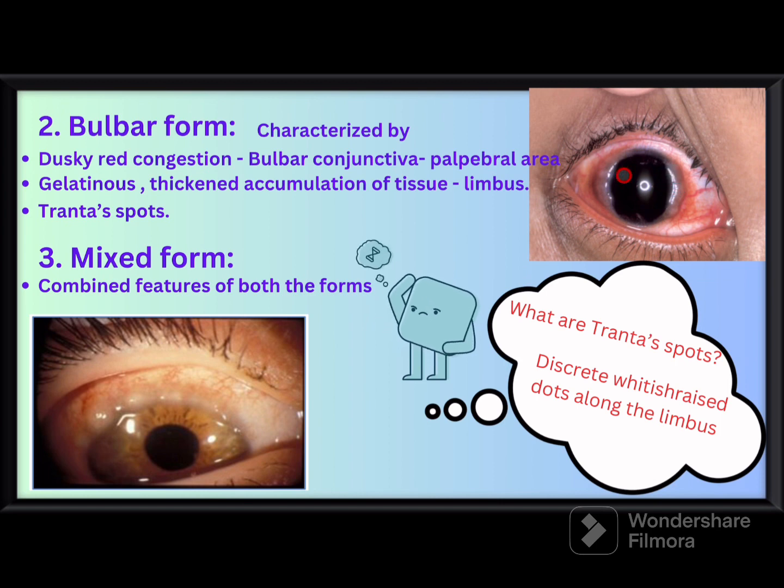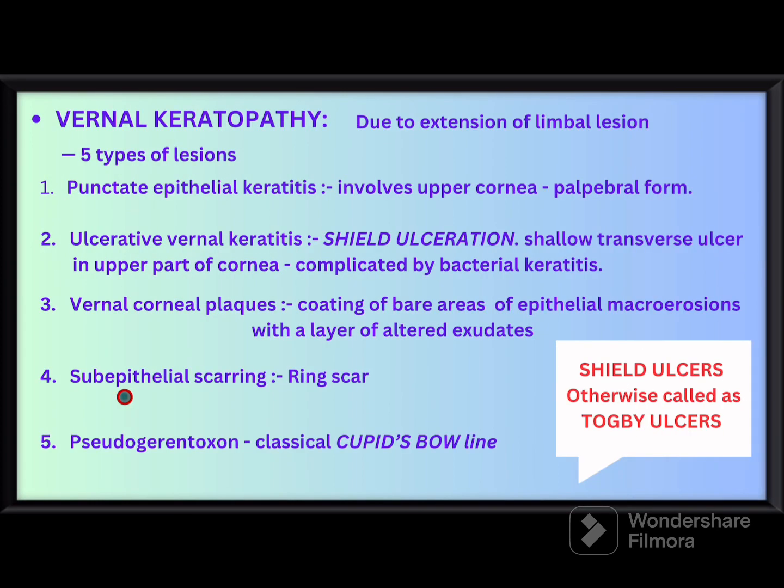The third type is your mixed form. What is the mixed form? See, Trantas spots. You can spot over here the raised white dots. Okay. So coming to the mixed form. In the mixed form, you'll see features of both the bulbar form as well as the palpebral form. Right. So what are Trantas spots? Trantas spots are discrete whitish raised dots along the limbus. Okay. Now coming to the corneal involvement.